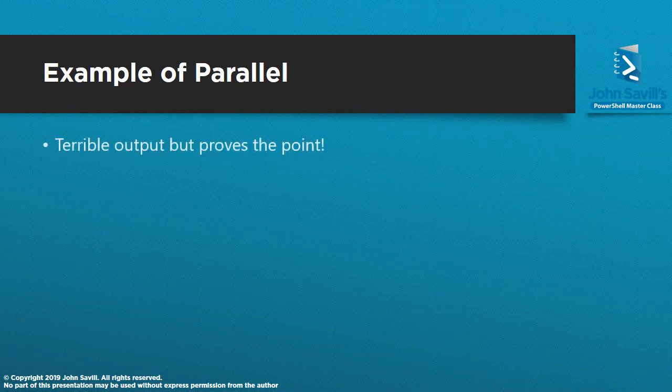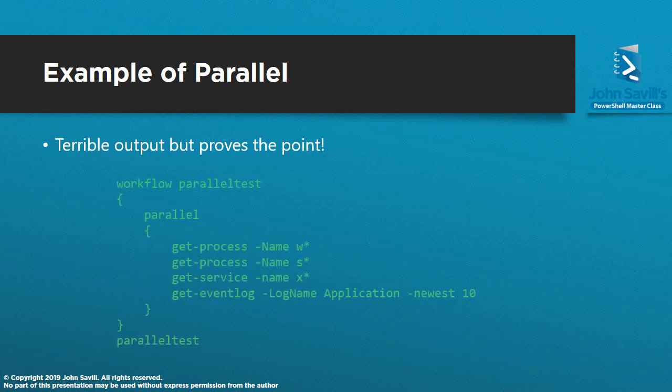So let's have a look at this. This is a terrible, terrible output. I'm just mixing a bunch of random commands together. But you're going to get the idea of what it's doing and showing, hey, they're actually running at the same time, not one after each other. So this is a workflow called parallel test. And in parallel, I'm going to get all the processes beginning with W, then S, then X, and then I'm getting the event log. And then we're going to run that.